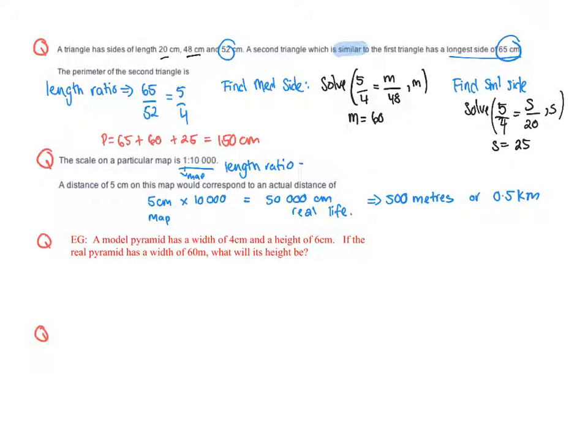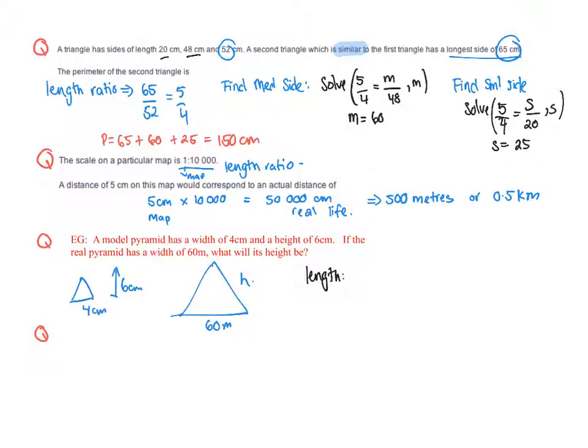Okay, and the last one: a model pyramid has a width of 4 centimeters and a height of 6 centimeters. So just draw a little thing. They're saying width is 4 centimeters, height is 6 centimeters. Then in the real world, you've got this big one. If it has a width of 60 meters, what will the height be? That's still just comparing length, isn't it? It's like similar triangles. So we're just really comparing a length here.